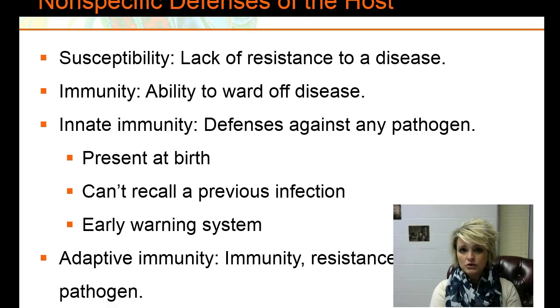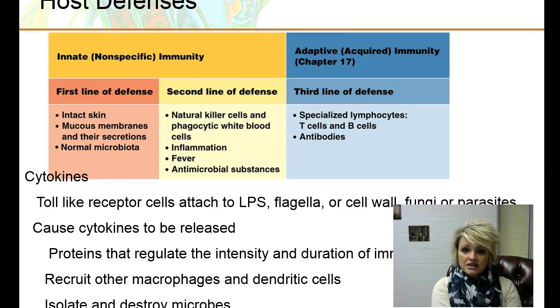This particular type of immunity doesn't really recall any infections. It has nothing to do with antibodies. That's all going to be in the adaptive immunity. This is simply your early warning system that something in the body maybe isn't quite correct. So with the innate immunity, this is our first and second line defenses. And then in chapter 17, we're going to take a look at T cells, we're going to take a look at B cells, and we're going to take a look at antibodies, which are being made in response to antigen. You make antibodies in response to antigen.